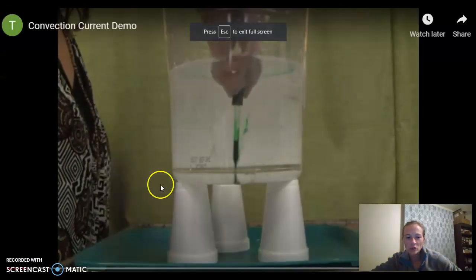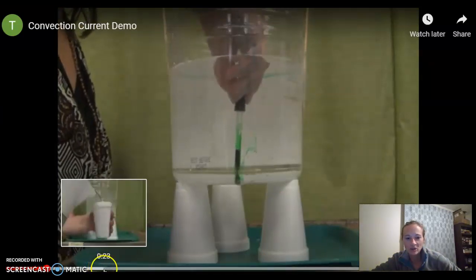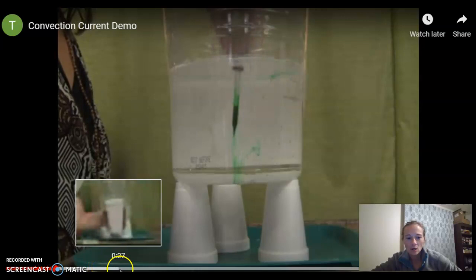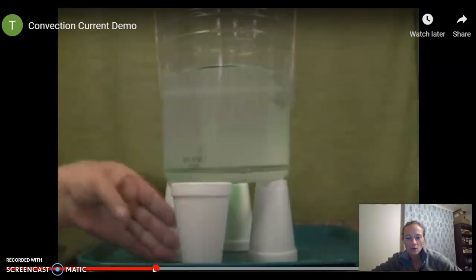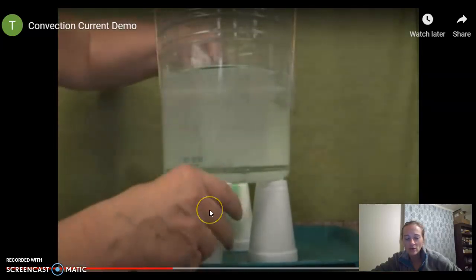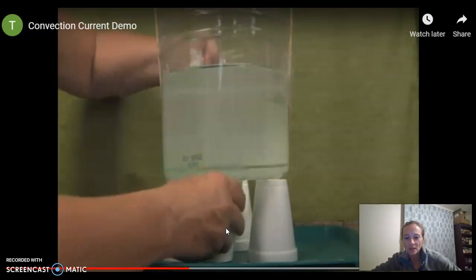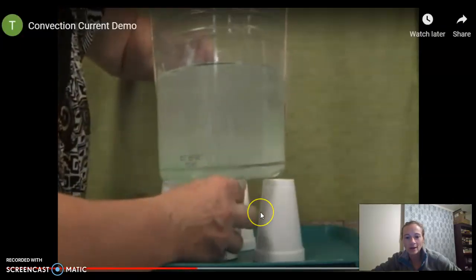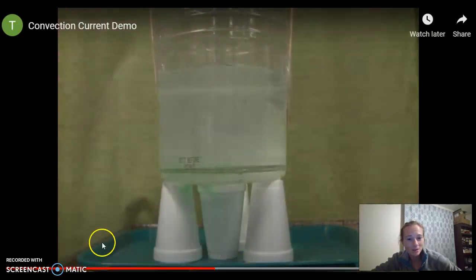Here she goes. She's putting green food coloring at the bottom of that gigantic beaker. We're going to fast forward. Okay, there is boiling water in this middle styrofoam cup, and she is putting that underneath the green food coloring. I bet y'all already know what's going to happen. Okay, watch.